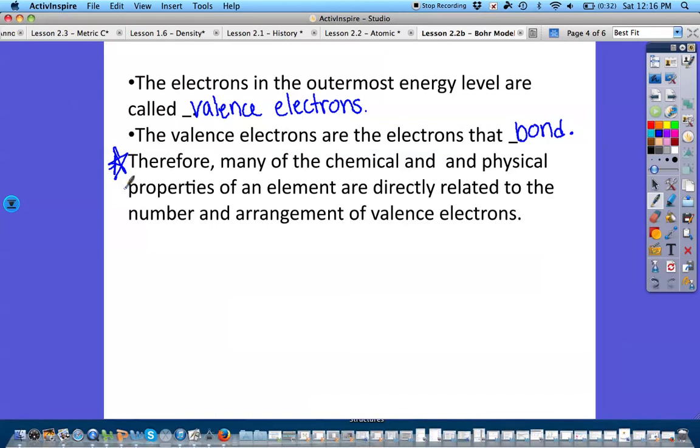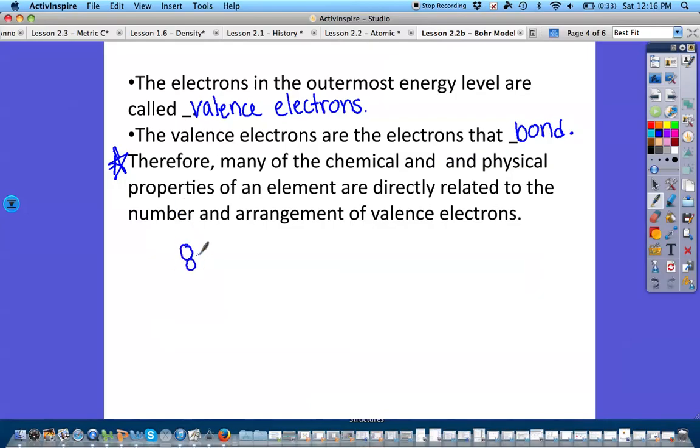Everything underneath hydrogen has 1 valence electron. Everything underneath beryllium has 2. Everything underneath boron has 3. So those elements are going to have similar chemical and physical properties because they have the same number of valence electrons.